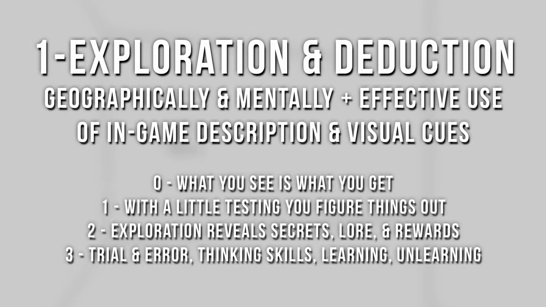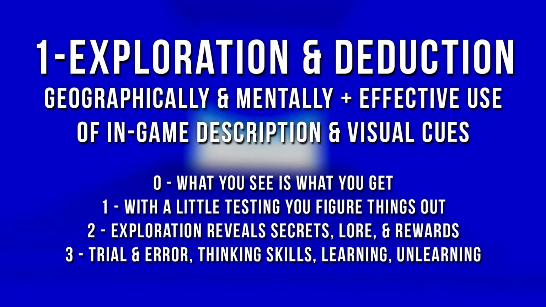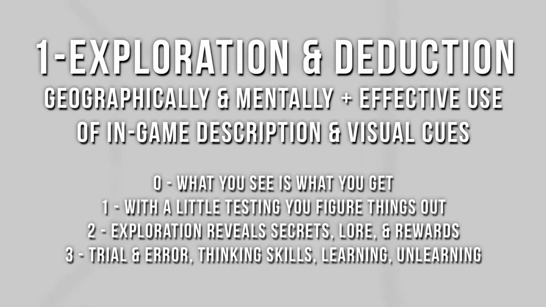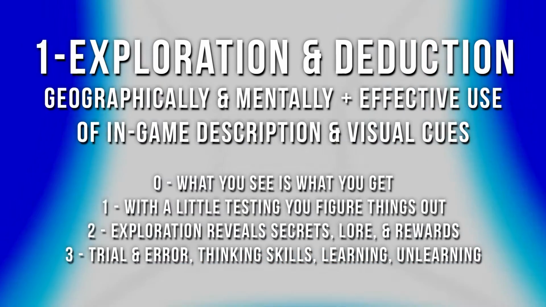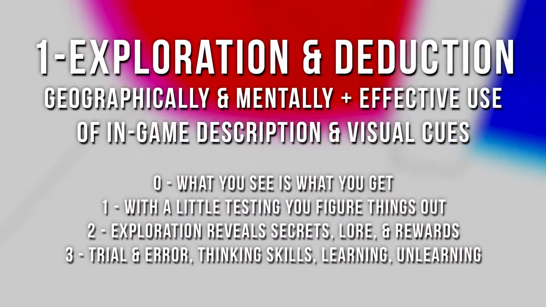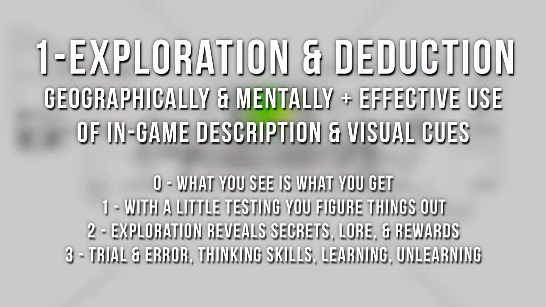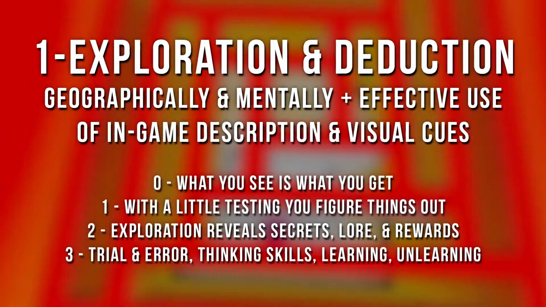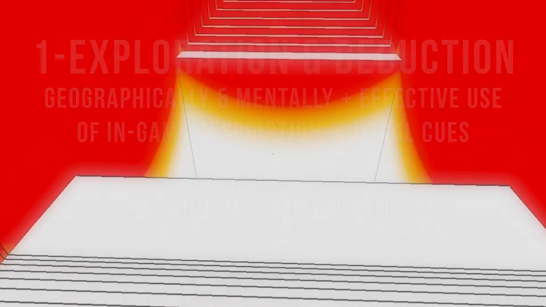Criteria 1, a need for exploration and deduction, not just geographically but mentally too, with effective and interesting use of in-game descriptions and visual cues. 0 means what you see is what you get. If there are any puzzles, they are straightforward and instantly solvable. 1 means things aren't immediately obvious, but with a little testing you figure things out. 2 means paying attention to details and taking your time to explore reveals secrets, lore, and rewards. And 3 means trial and error, thinking skills, learning, unlearning, multiple paths, and wonder, all taking place. A good example of this would be Antichamber or Myst.